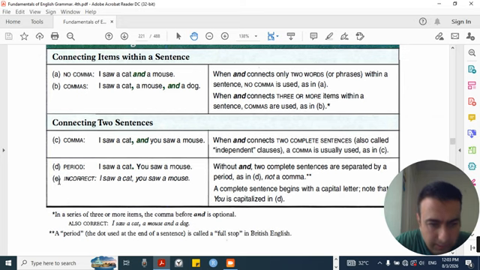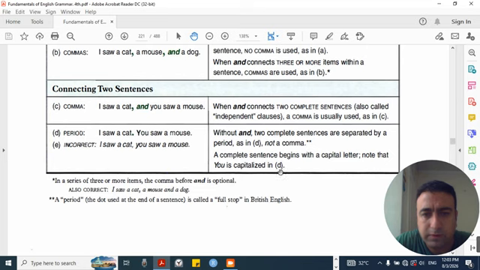D. Period. I saw a cat. You saw a mouse. E. Incorrect. I saw a cat, you saw a mouse. Without and, two complete sentences are separated by a period, as in D, not a comma. A complete sentence begins with a capital letter. Note that Y is capitalized in D.